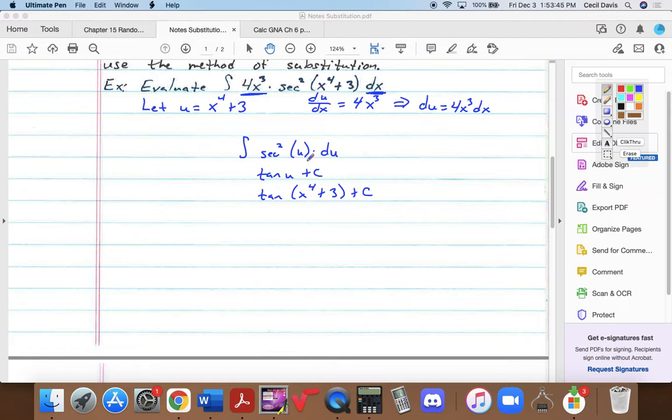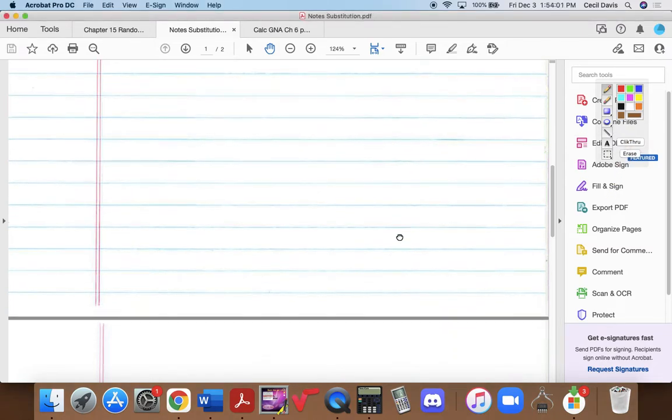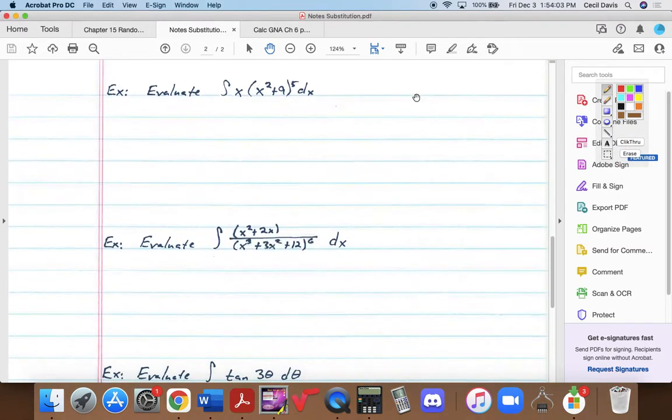It used to be on the AP exam that there were no problems that you couldn't do by undoing the chain rule, if you really thought about it for a little while. That is no longer true. And I'll show you an example of that in a minute. All right, page 2.